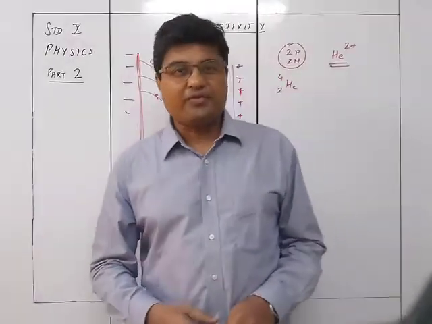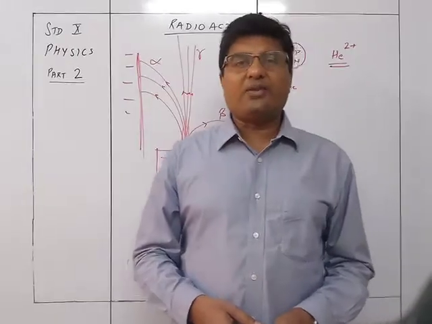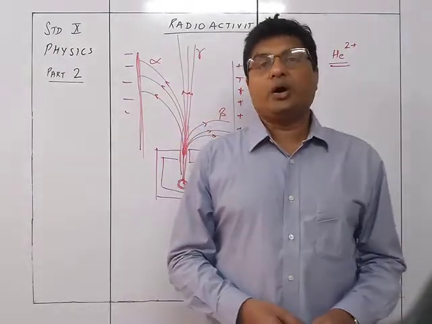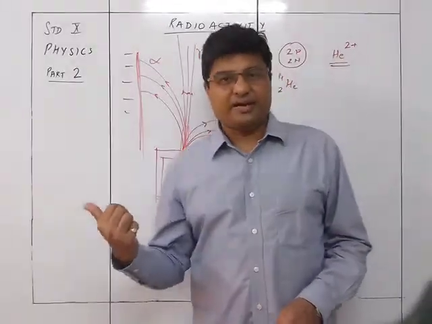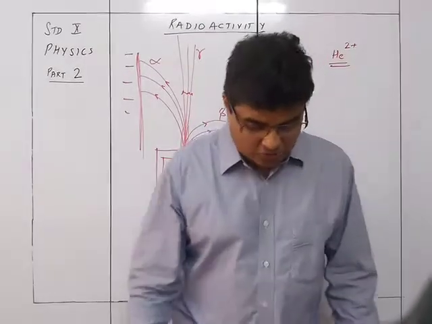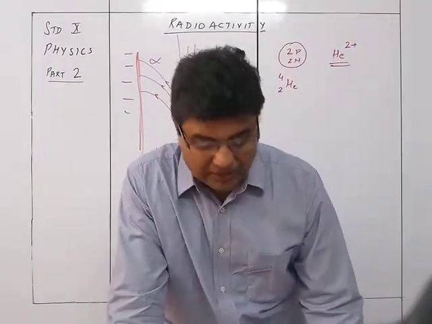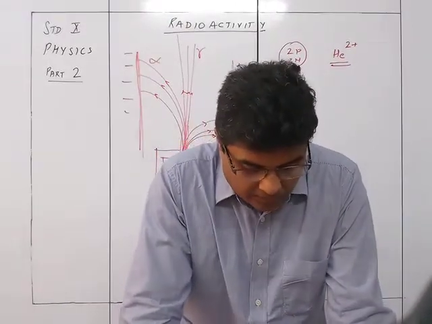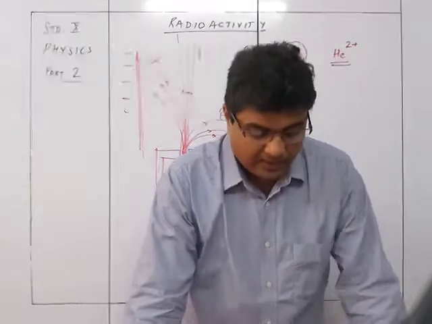So the electric field and magnetic field do deflect the alpha particles, and not only that, we also see that alpha particles are less deflected as compared to beta particles because of their mass. So the deflection of an alpha particle is less compared to the beta particles, because an alpha particle has more mass than the beta particle.